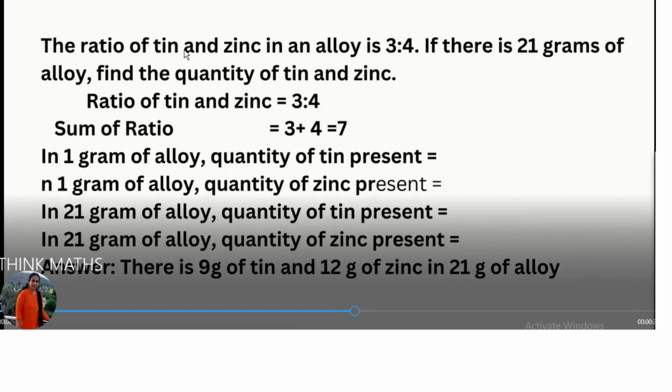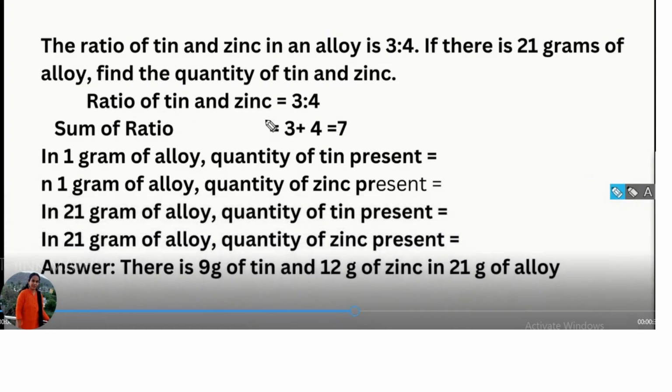The ratio of tin and zinc in an alloy is 3 is to 4. So if there is 21 grams of alloy, so if they took an alloy, in that the ratio of tin and zinc is 3 is to 4. Okay, so alloy is 21 grams. We have to find the quantity of tin and zinc. Okay. So they gave the ratio of tin and zinc equal to 3 is to 4. So sum of the ratio is equal to 3 plus 4.